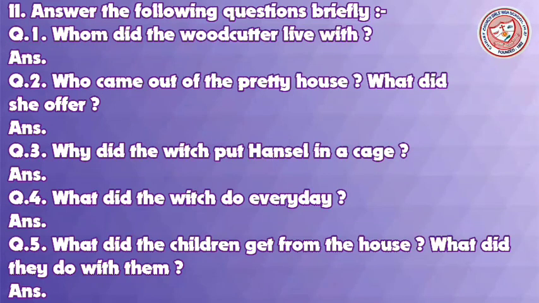Now question number 5. What did the children get from the house? What did they do with them? The children got treasures from the house. They gathered all the treasures and took them home.